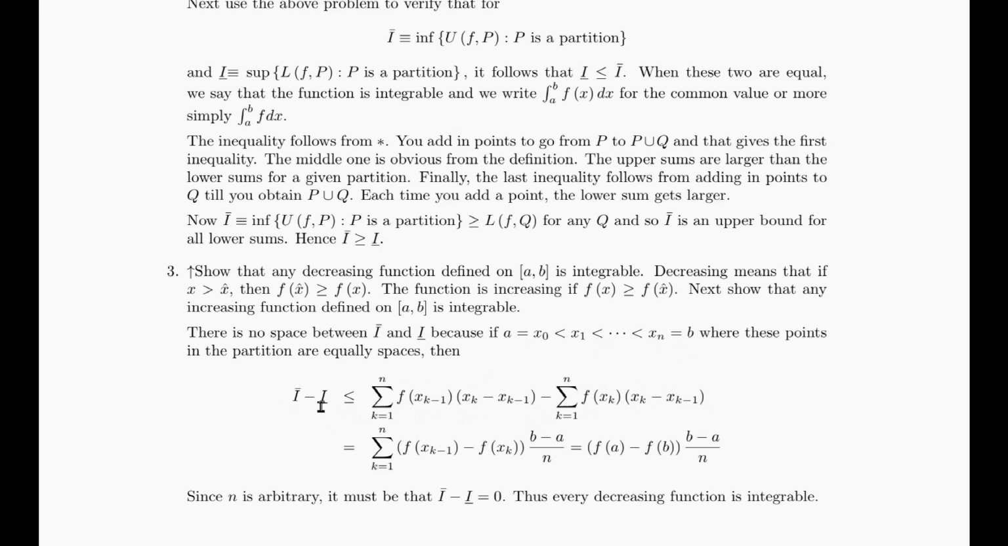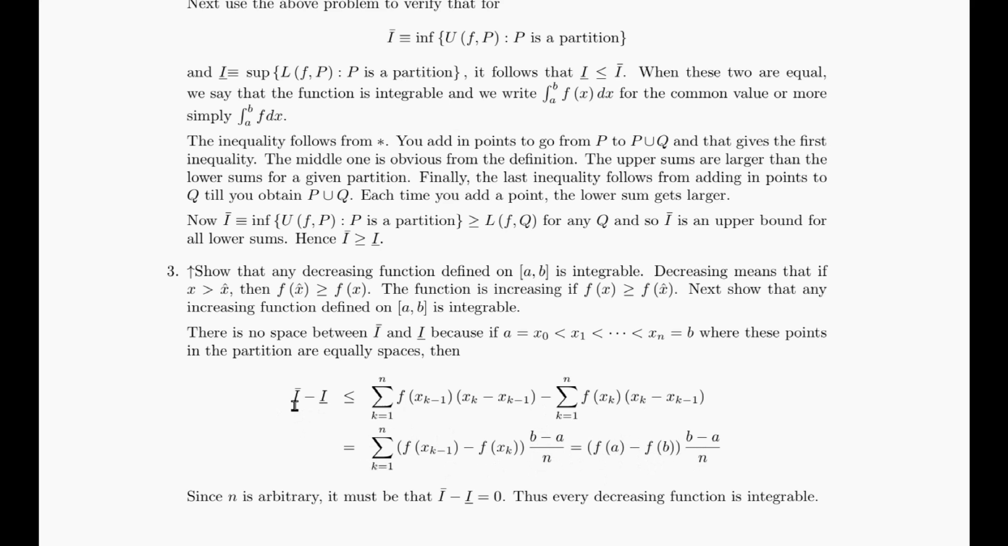And that's smaller than or equal to that. So this difference is smaller than these. Well, if I look at what I've got here, I get this. Factor out this b minus a over n. And now this sum is equal to f of a minus f of b. And so this is just some number.